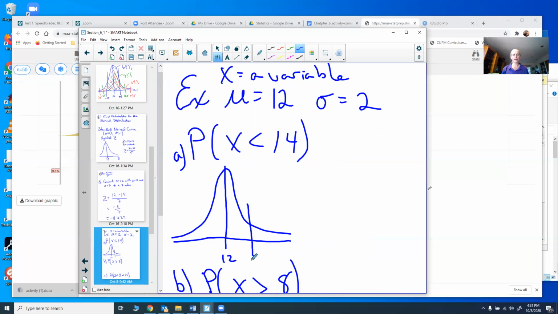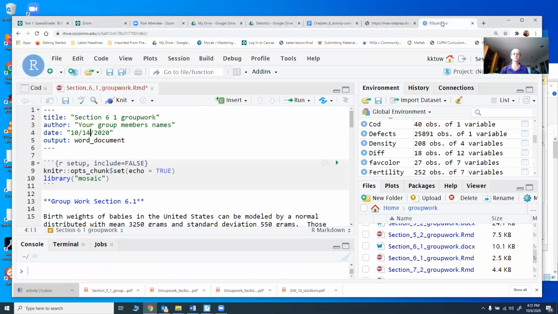14 on an axis lives above 12, so 14 is up here. This is the x-axis. And we're saying less than, so we're shading everything below here. And we now need to use RStudio to figure out how to do this. So I'll go into RStudio.